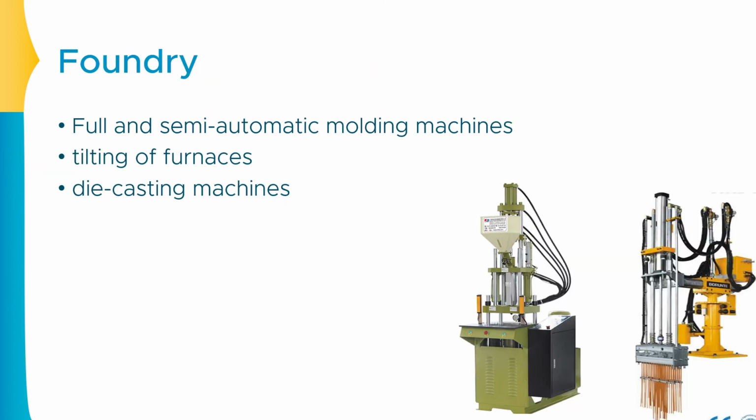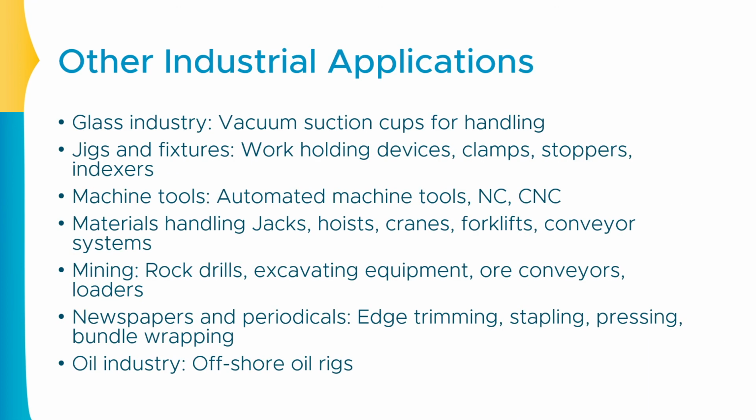In the foundry section also, you may have seen the fully or semi-automatic molding machines. If we want to tilt the furnace, the system that is used is also the hydraulic system. Other than that, for the die casting process, for pressurizing the things, we also use the pneumatic systems. There are lots of applications. There are so many applications that we cannot actually continue to count.